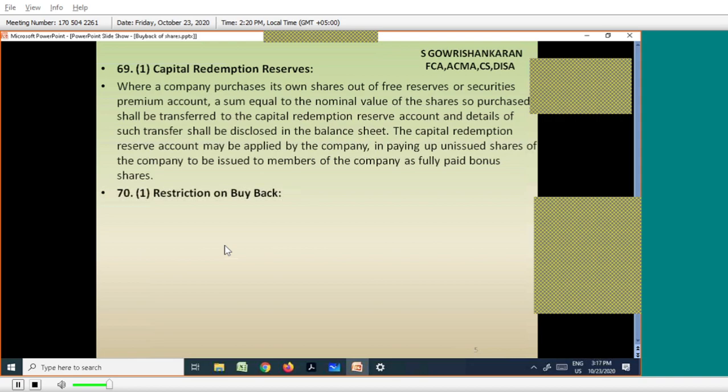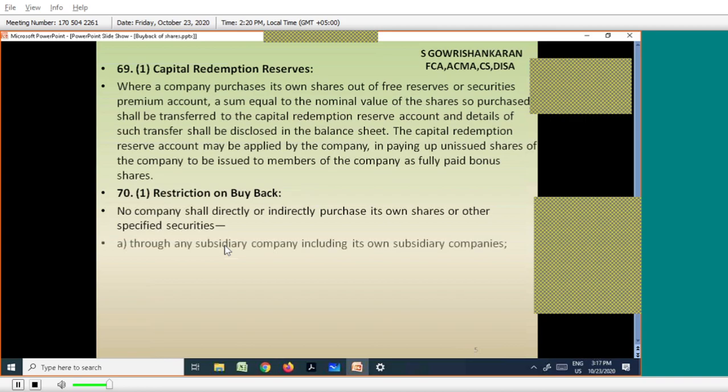Restriction on buyback. Restriction on buyback means when I cannot do buyback. No company shall directly or indirectly purchase its own shares or other specified securities through any subsidiary company, including its own subsidiary company, or through any investment company or group of investment companies.